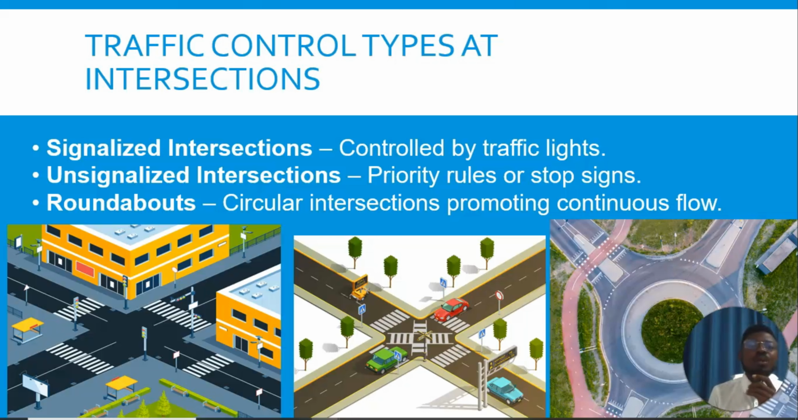But a simple way to explain the difference between a signalized and an unsignalized intersection is that a signalized intersection is controlled by traffic lights. Maybe you can see from the first picture here, there is a traffic light helping to regulate the movement of vehicles in the right direction. And we know the traffic light has the red, which means vehicles stop, the yellow for them to get ready, and the green when it's time for them to move.